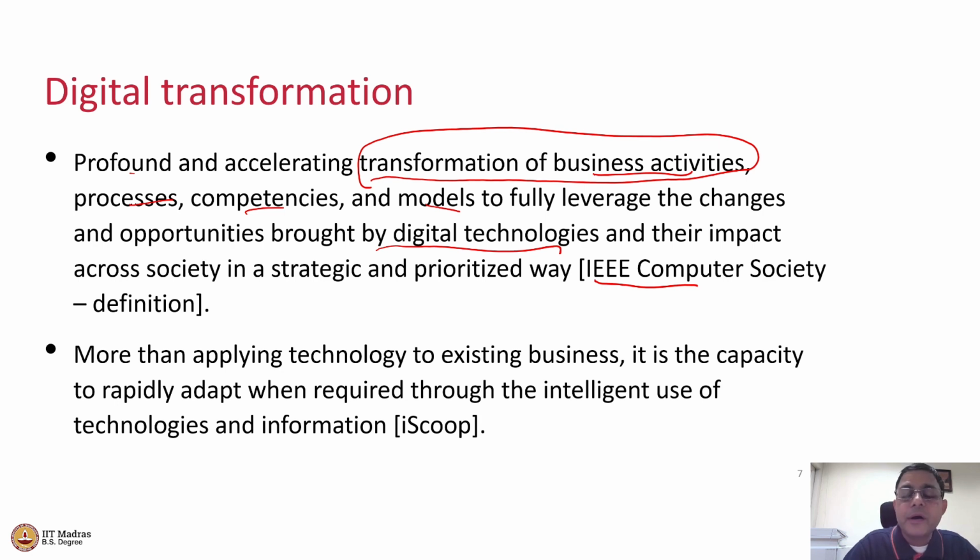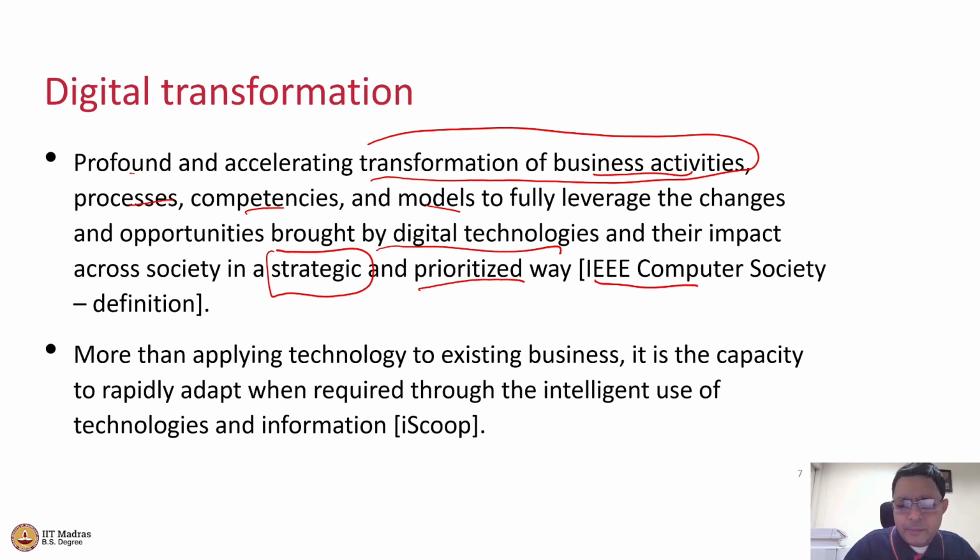Another important component of this definition is the strategic manner, a strategic and prioritized way. So far digitalization was always thought of as an operational exercise. Oh, I'm digitalizing the process because I want to increase the efficiency. Now increasing the efficiency, I told you earlier, is operational excellence modeling. Digital transformation is not an operational priority anymore. It is a strategic priority, right?